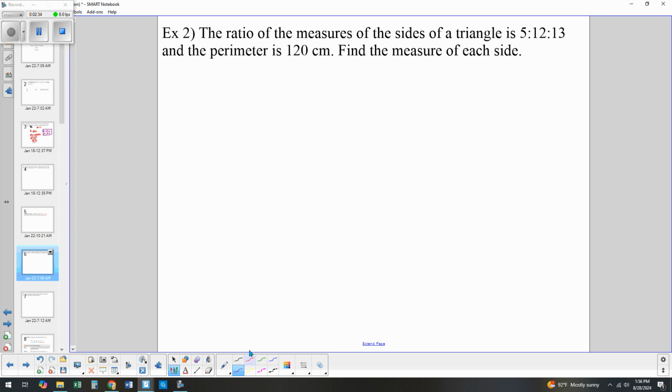So just like before, I'm going to slap some x's on these. Instead of 5, 12, and 13, it's really 5x, 12x, and 13x. And when you're talking about the perimeter of an item, we would be adding them up and setting it equal to that value. So we're going to have 5x plus 12x plus 13x equals the perimeter, which was 120. So this is 30x equals 120.